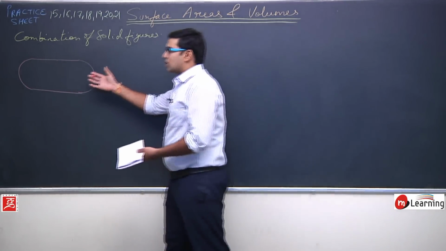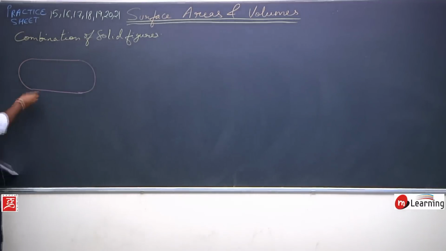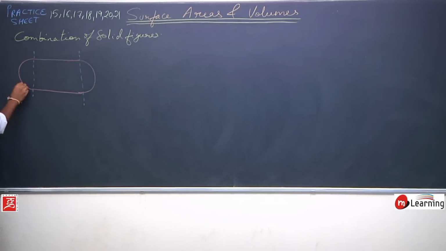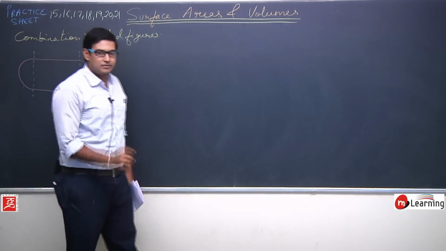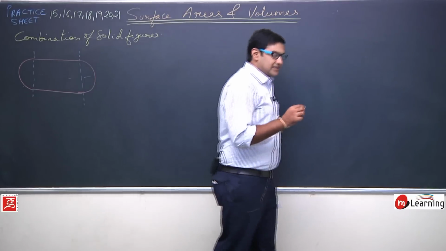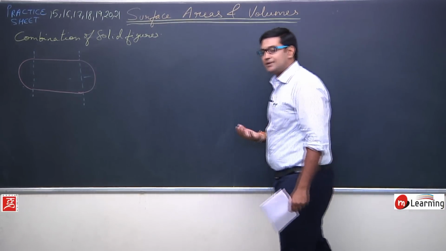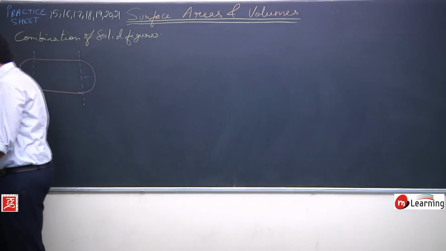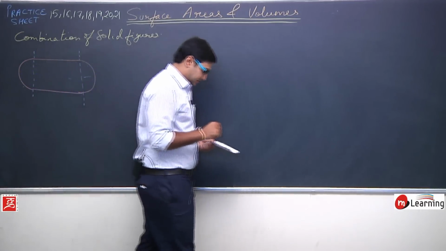This figure is a combination of different solid figures, because if I divide this figure into three parts, I can see the first part is a hemisphere, the second part is a cylinder, and the third part is again a hemisphere. So there are such practical examples where we see different solid figures which are made up of a combination of solids.